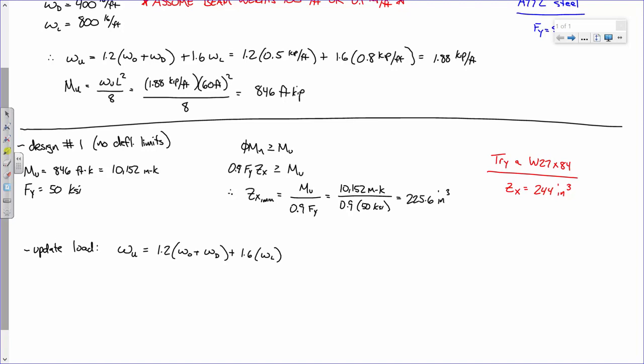So this value right here is not 0.1, it's 0.084. So what does this come out to be? Can somebody calculate that for me? So a little smaller. What's your MU?